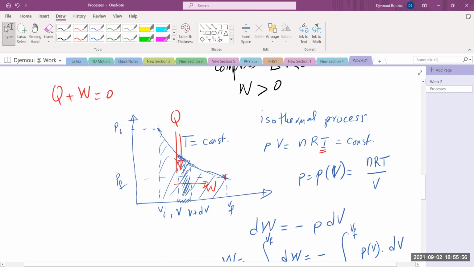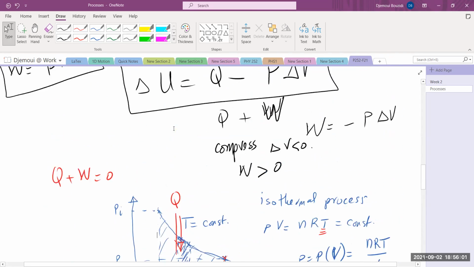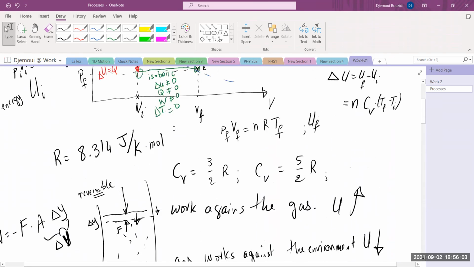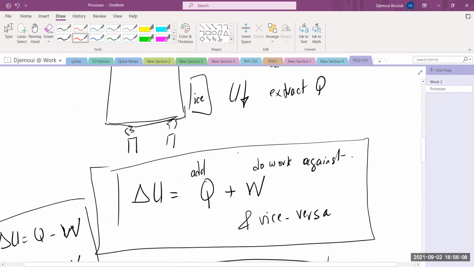Okay, we're going to move to an easier process. Which color did I draw that? The red one, the isochoric process. So this process is somewhat easy.